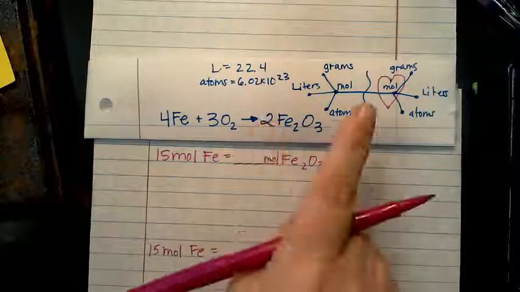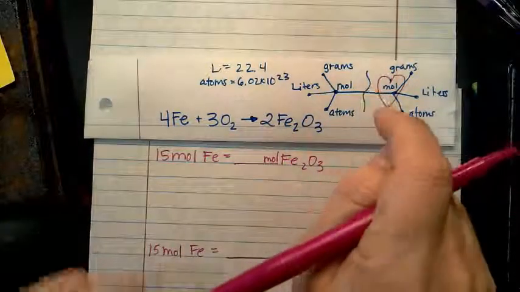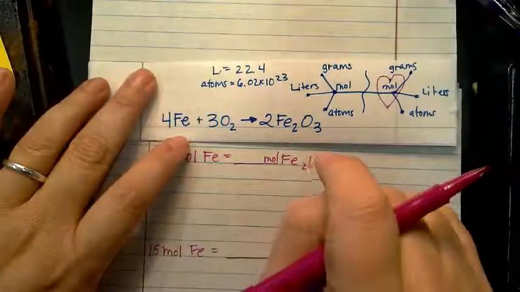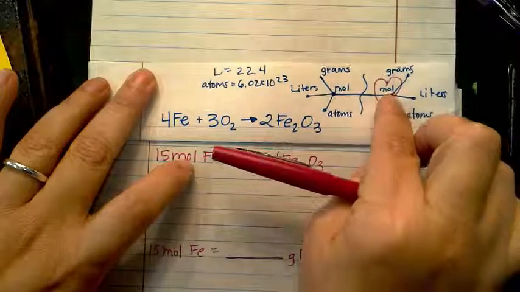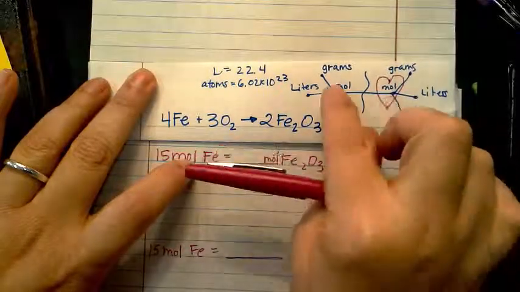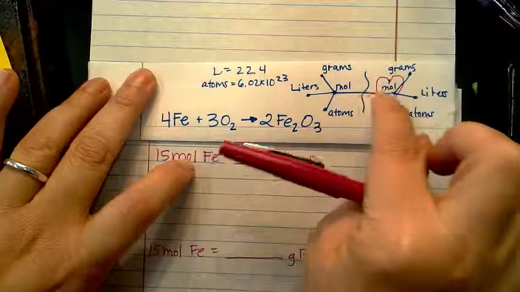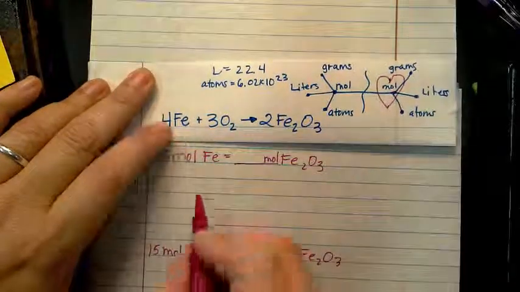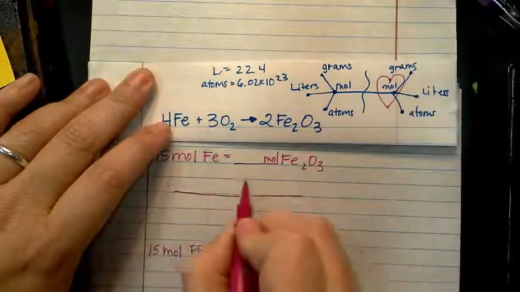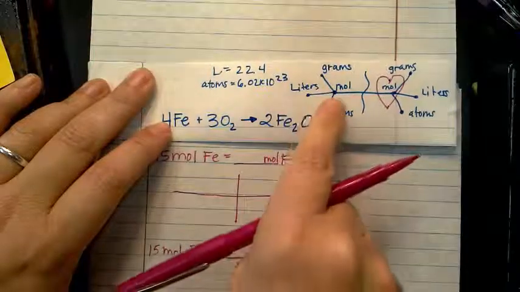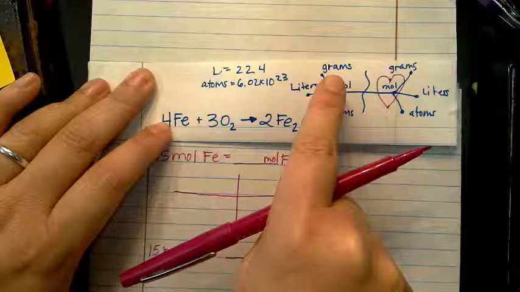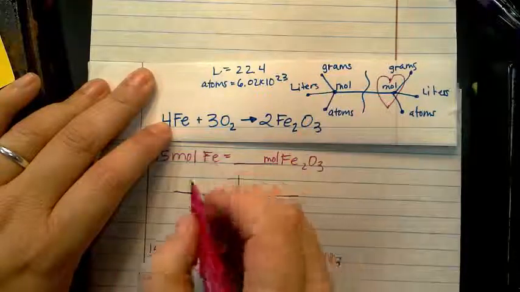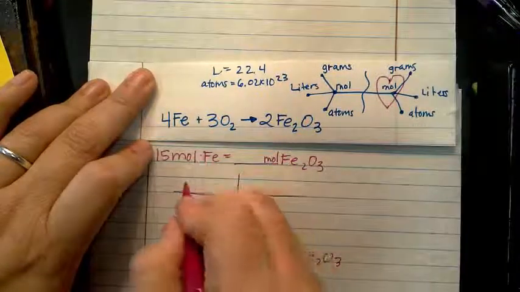I have my balanced equation and I have my map. So the first thing that's important is to follow your map and see how many boxes you're going to have on top. I'm starting right here and I'm going moles to moles. So it's pretty easy when there's only, I'm going to have to touch 1, 2, so there's going to be 2 boxes on the top. Starting here, and this is our known formula if you looked at the last video, and that's going to be the 15 moles of Fe.